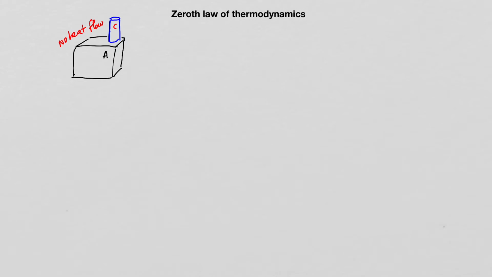Let's illustrate the point. So here is the example. We have a cube A made from a random type of material, brought in thermal contact with an object C, a cylinder C, made from a random type of material. But we see that there is no heat flow between the two. That means, from the previous discussion, that A and C are in thermal equilibrium. They are at the same temperature.